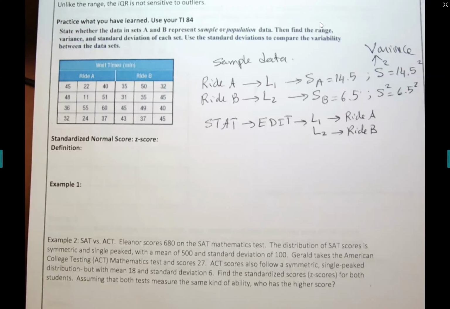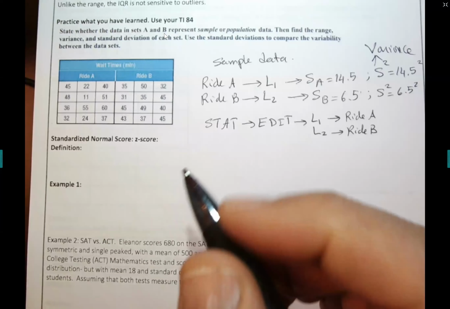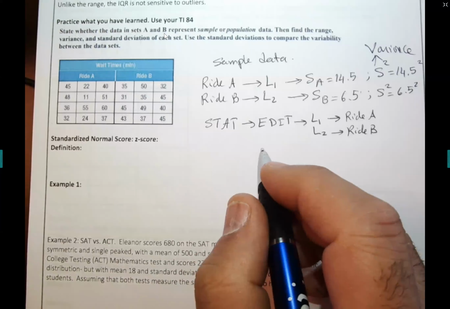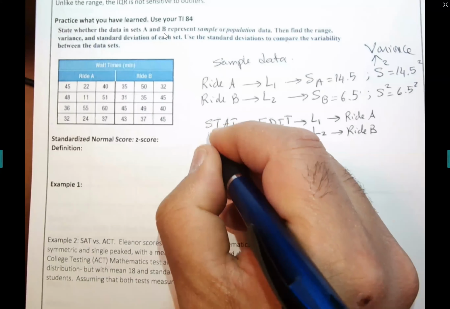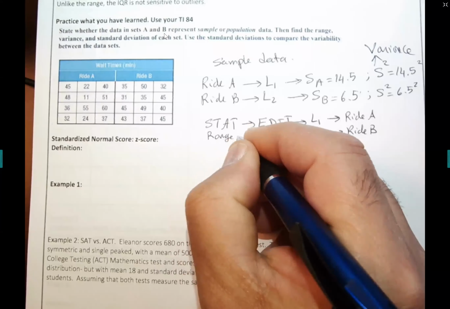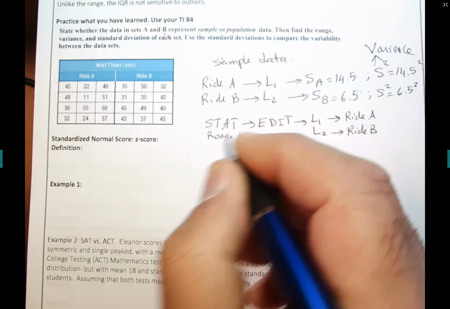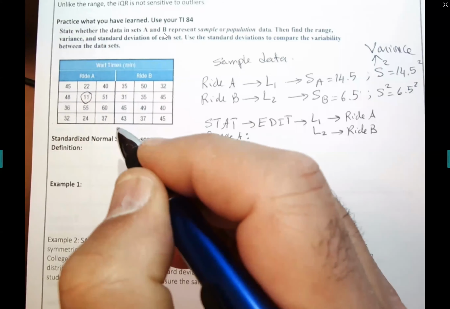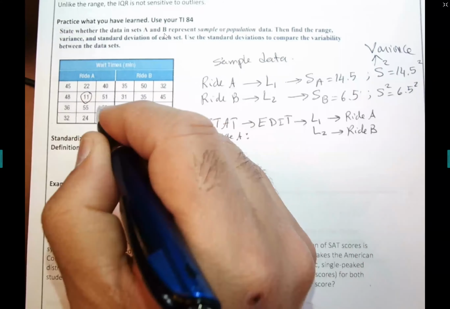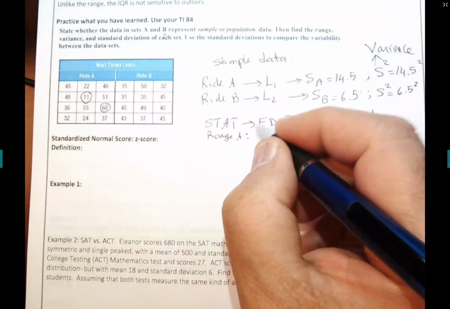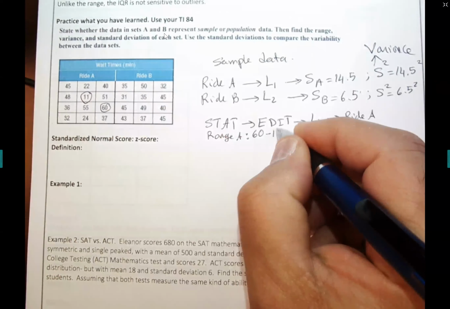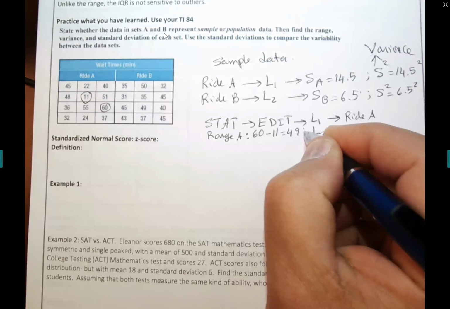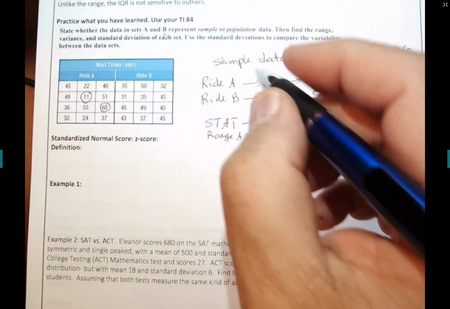Oh, the range of each data set. We didn't answer this question. The range is you pick the lowest value and the largest value. So the range of A, let me just answer this one. The lowest value, I think, is 11, and the largest is, I believe, 60. 60 minus 11 is 49. And let's see the range of B.